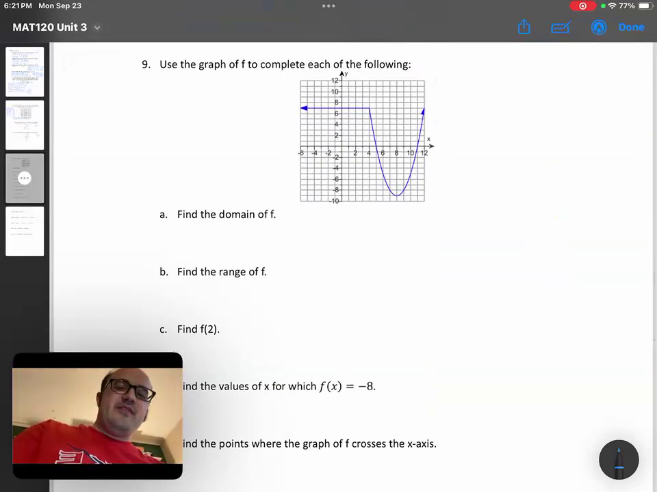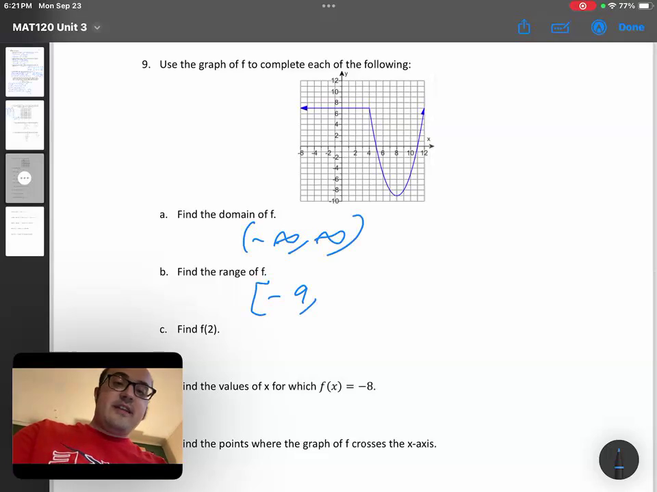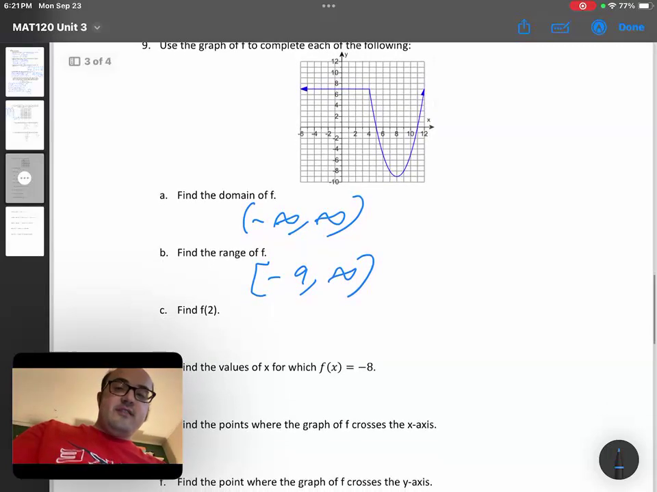The first one, we want the domain of f. This goes off in both directions, so this is all real numbers, or negative infinity to positive infinity. The range: the smallest value of the range is at -9, and it includes it. So bracket -9, and it continues going up to positive infinity. For the C, we want f of 2. If we look at where 2 is on this graph, it's about there, which is a value of 7.